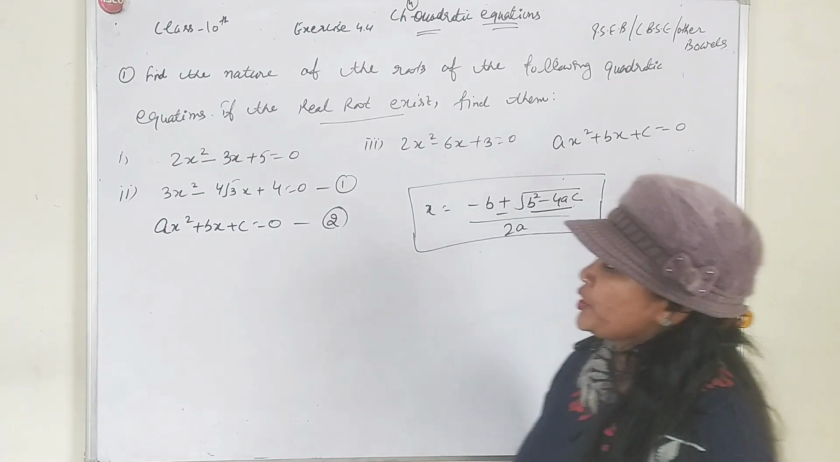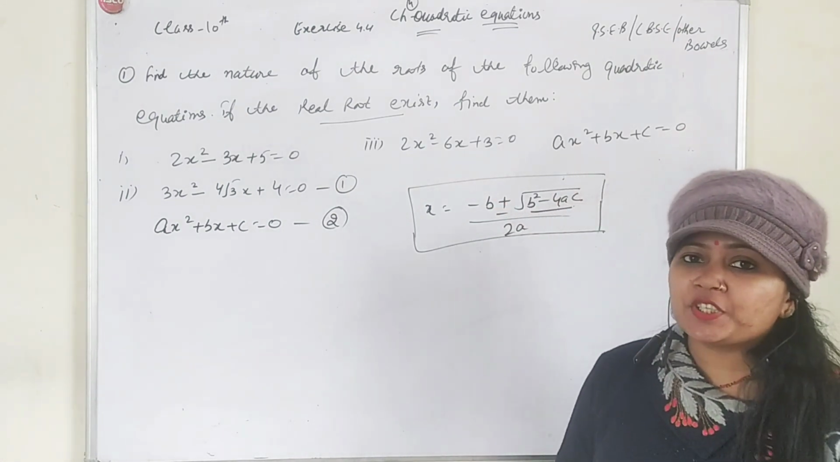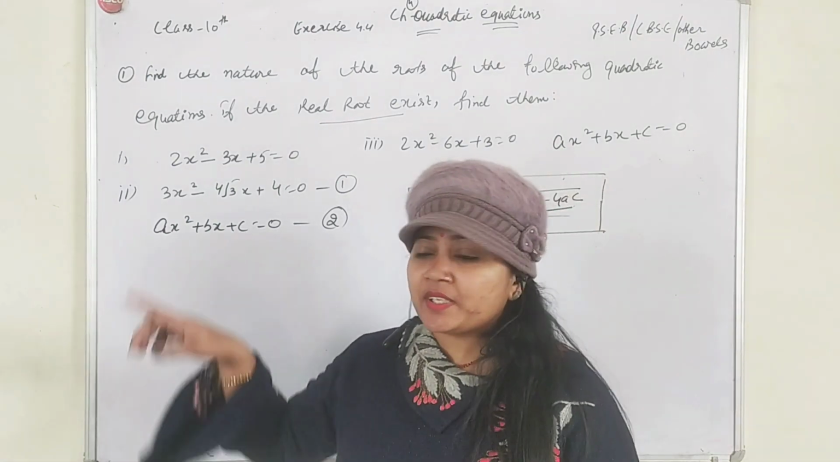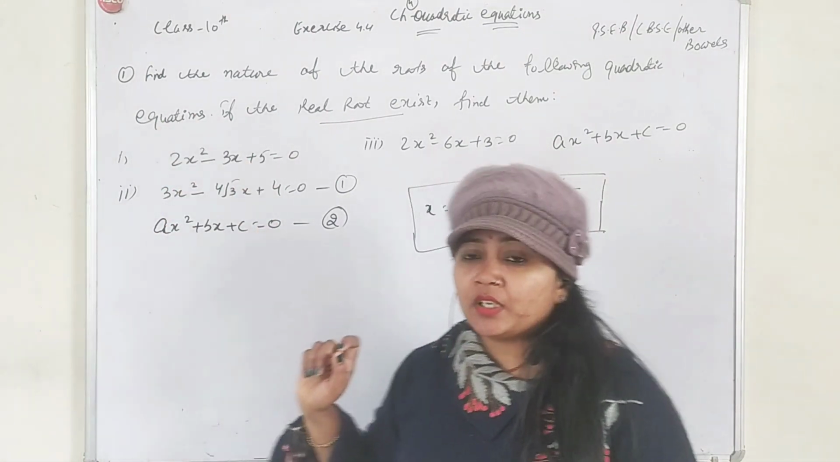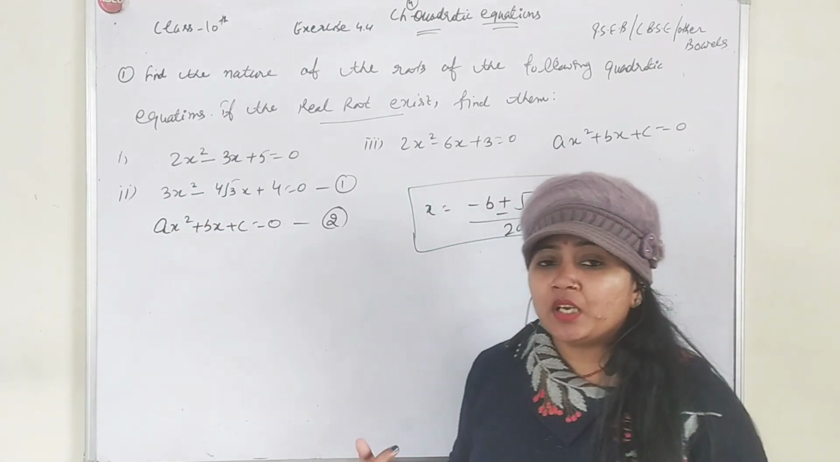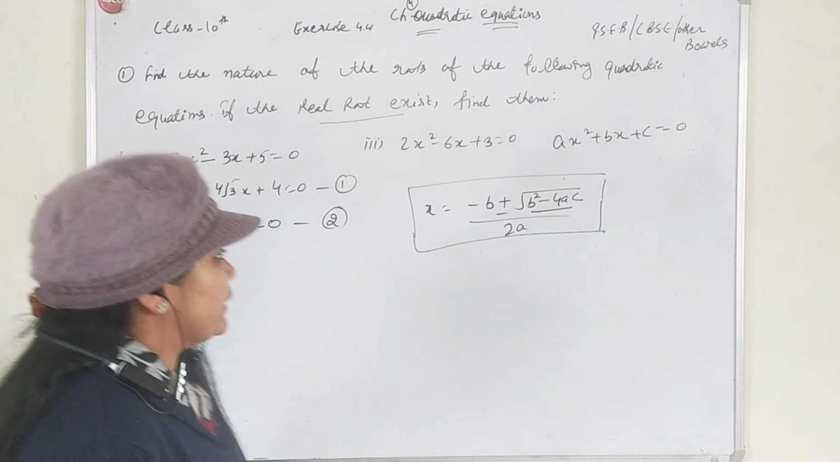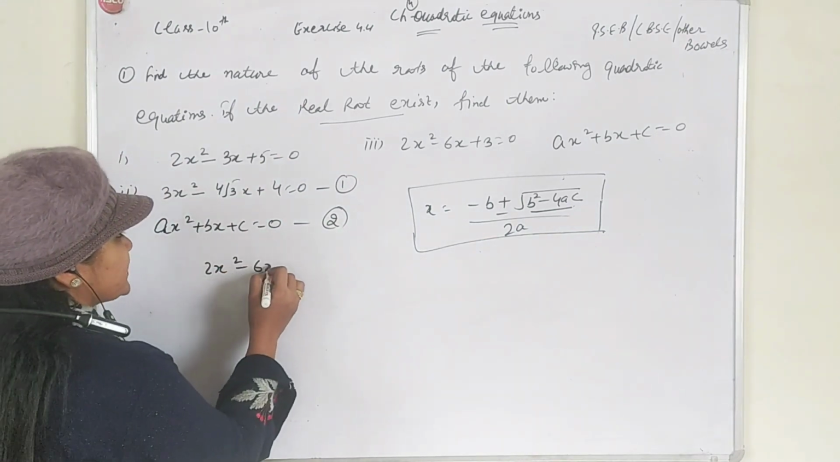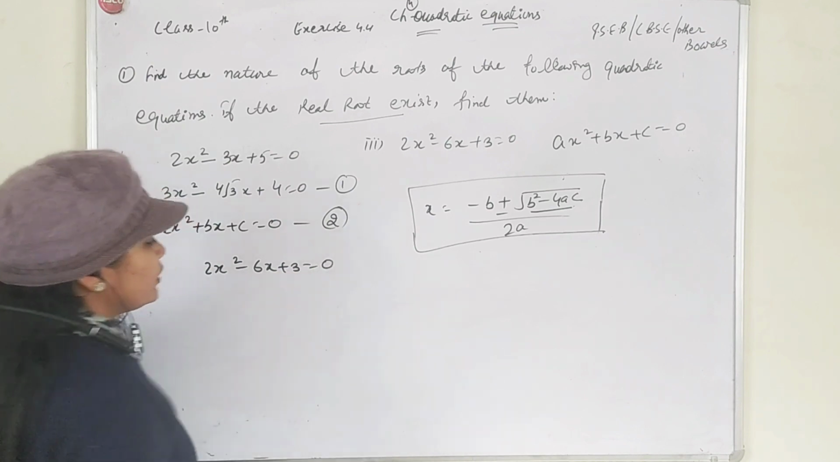Today we will do question number 1 of exercise 4.4, chapter 4, quadratic equations. We have already done the first and second parts of question 1; to check them, you can find the link in the description. Now we will do the third part. The third part is 2x² − 6x + 3 = 0.